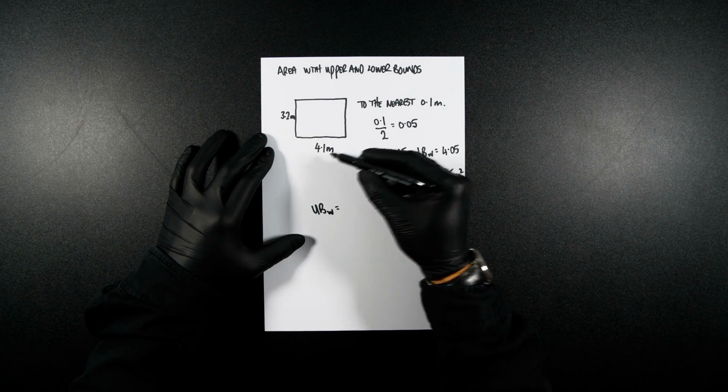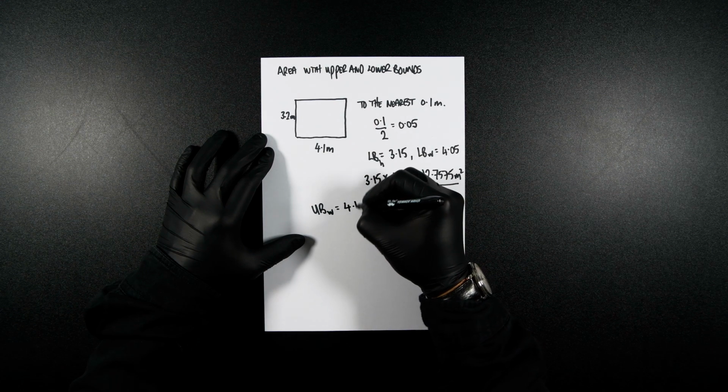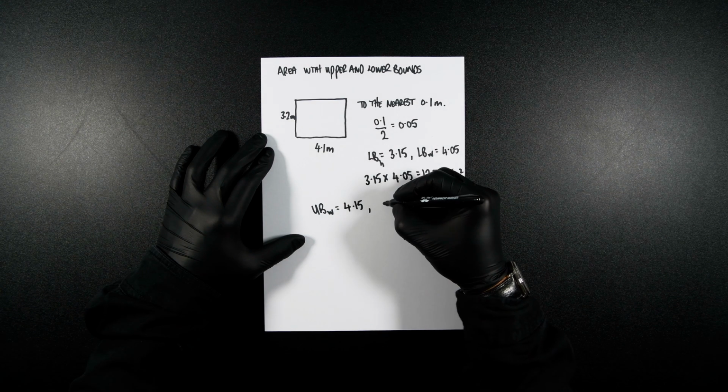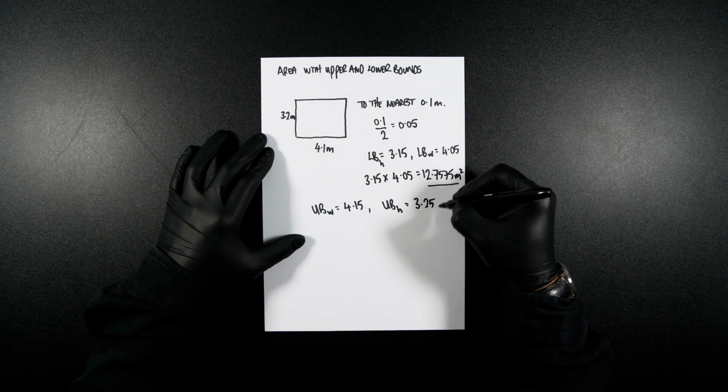Let's now do the upper bound for the width. So that's going to be 4.1 add 0.05, so that's going to be 4.15. And let's do the upper bound of the height. So that's going to be 3.25.